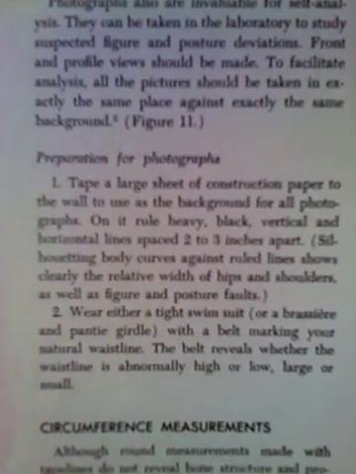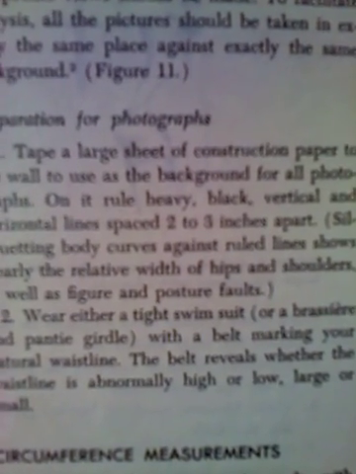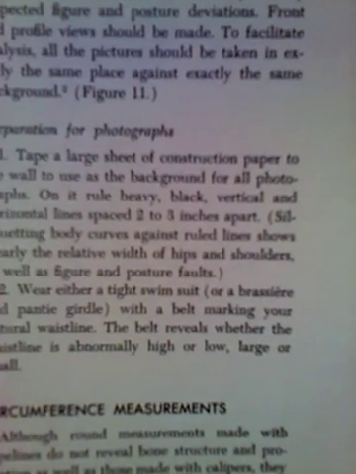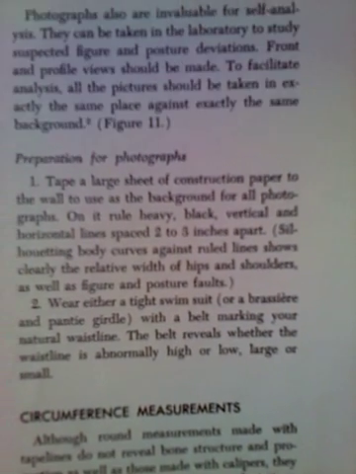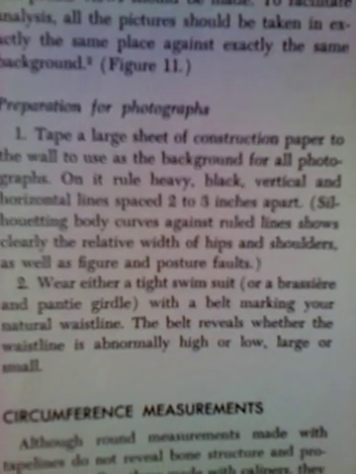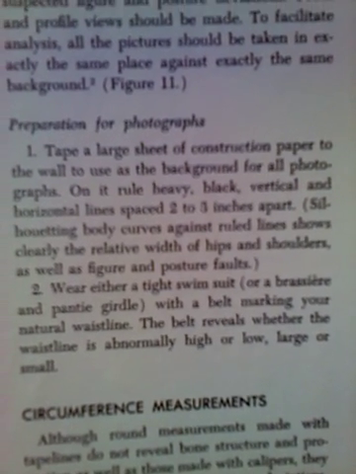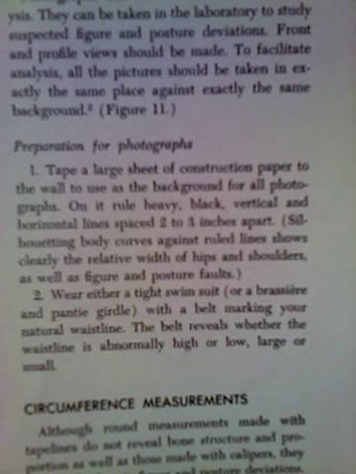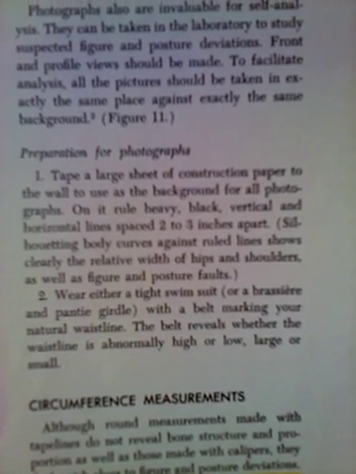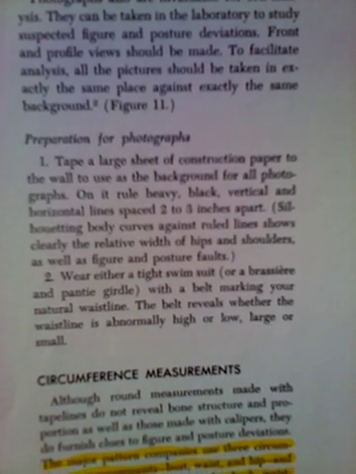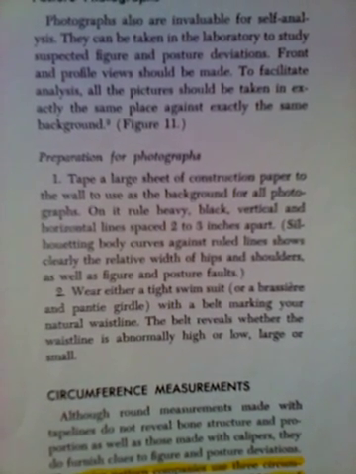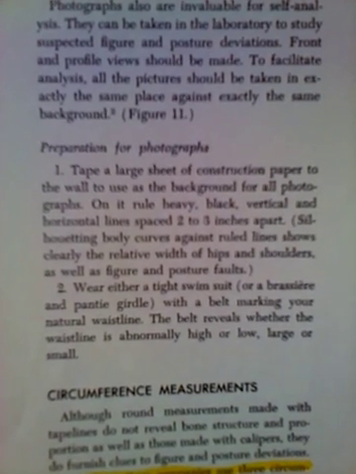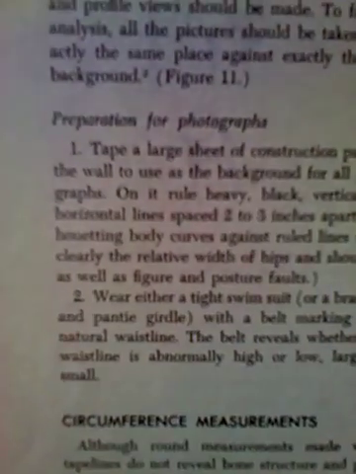Preparation for photographs. Tape a large sheet of construction paper to the wall to use as the background for all photographs. On it, rule heavy black vertical and horizontal lines spaced 2 to 3 inches apart. Silhouetting body curves against ruled lines shows clearly the relative width of hips and shoulders, as well as figure and posture faults.